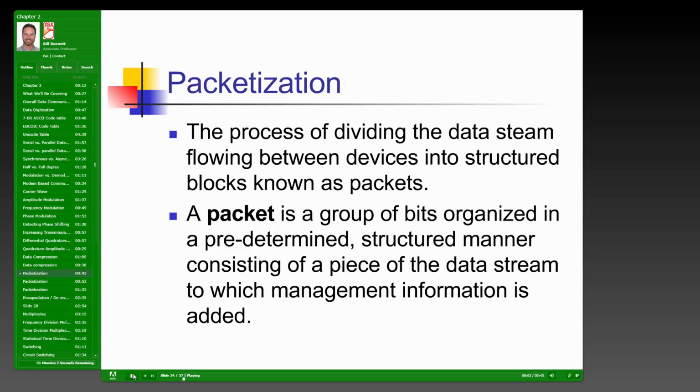Now, before we can send all these bits out onto the media, they need to be organized in a predetermined structure through a process that's known as packetization. So packetization is just simply the process of dividing the data stream that's flowing between the devices into structured blocks known as packets. So a packet is a group of bits that are organized into a predetermined, structured manner consisting of a piece of the data stream to which management information is going to be added. We usually refer to those as headers. In the case of the data link layer, we add a header as well as a trailer.